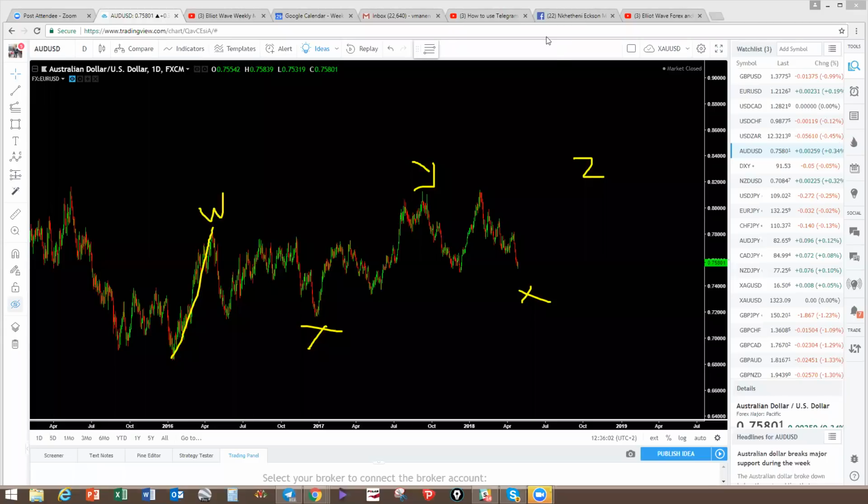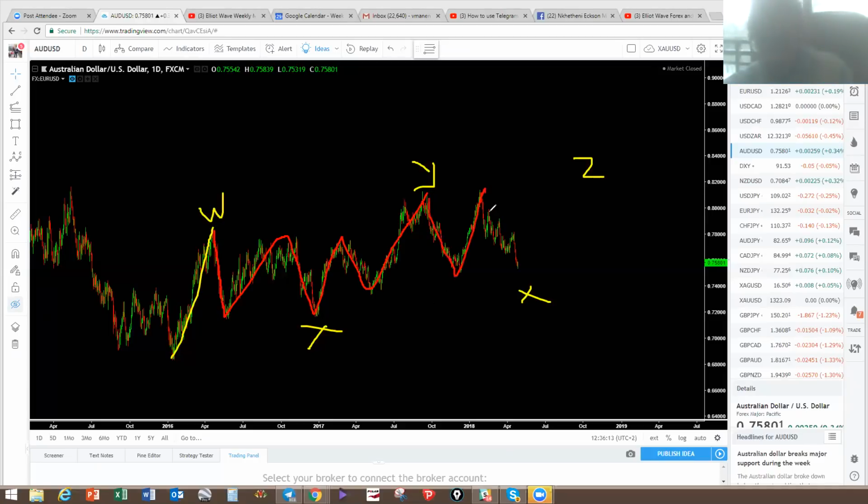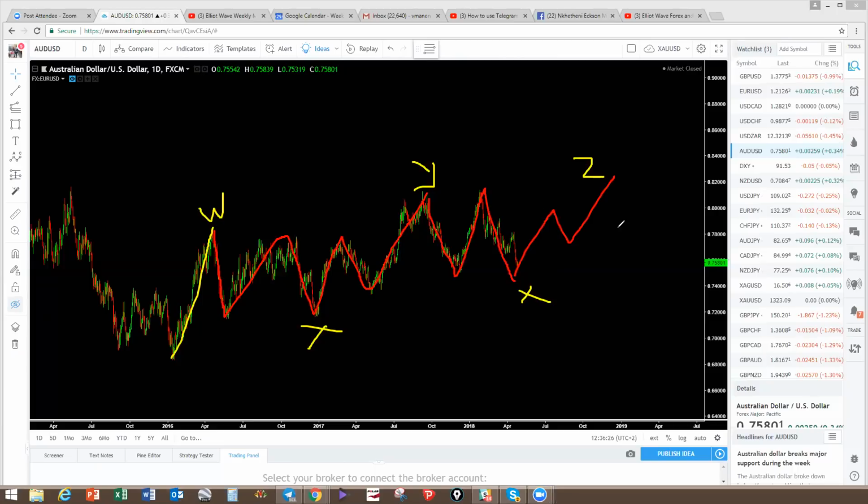Okay, but for this to have a corrective labeling, this is what it will need to look like. That's what it will look like. And then your Z will have another 3 waves. So you can see that both analyses are pretty valid and giving us the same bias.